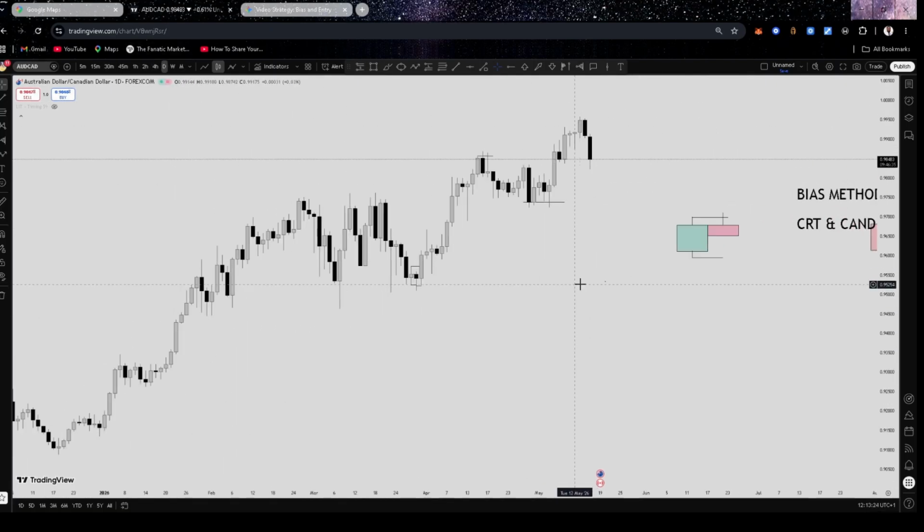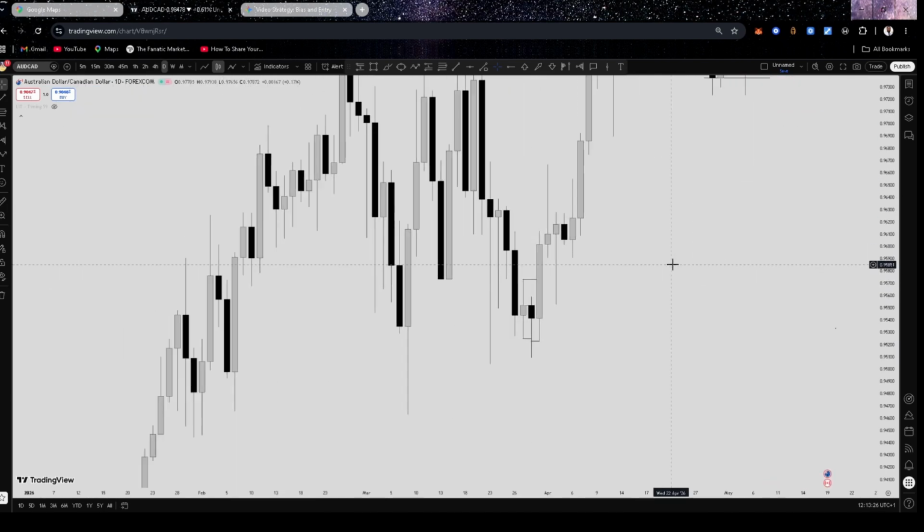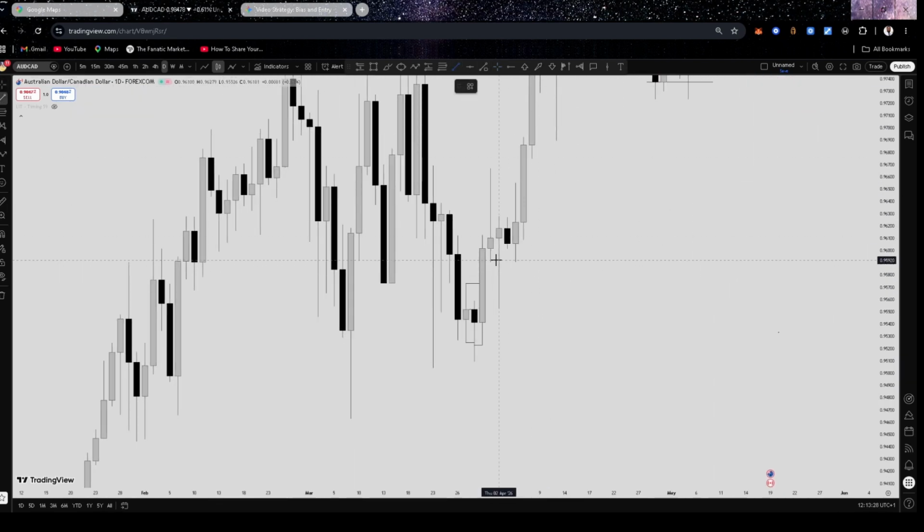So let's do another example for CRT. Now this is another one. I'll just mark out the low of this candle and the high of this candle. You see price pushed to the upside after taking out this low. Now let's do another one. This is the high and this is the low of that candle. I need to see price take out the low.